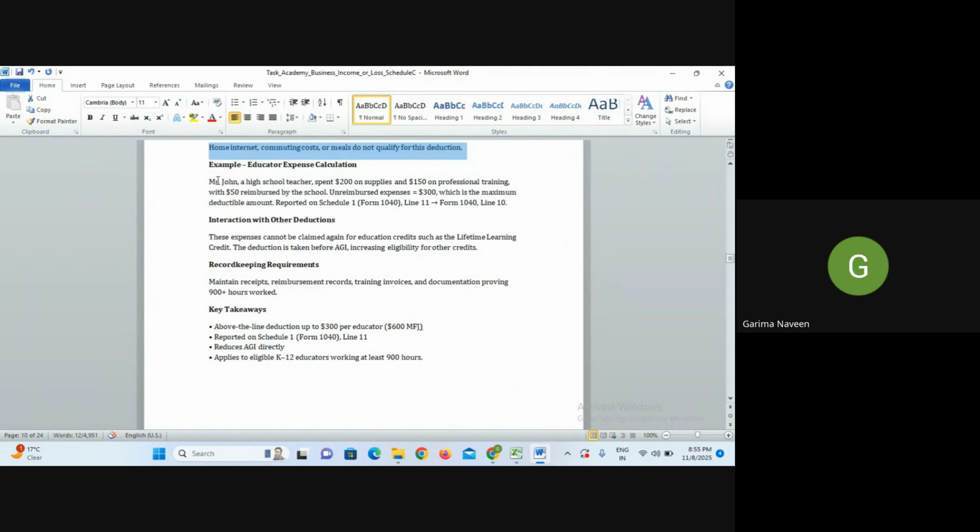So, for example, Mr. John, a high school teacher, spent $200 on supplies and $150 on professional training, and $50 is reimbursed by the school. The maximum deductible amount is $300. So he has $350 of expenses and $50 is reimbursed by the school. That means $300 is the unreimbursed expenses. Then he can deduct it in his Form 1040. Clear?